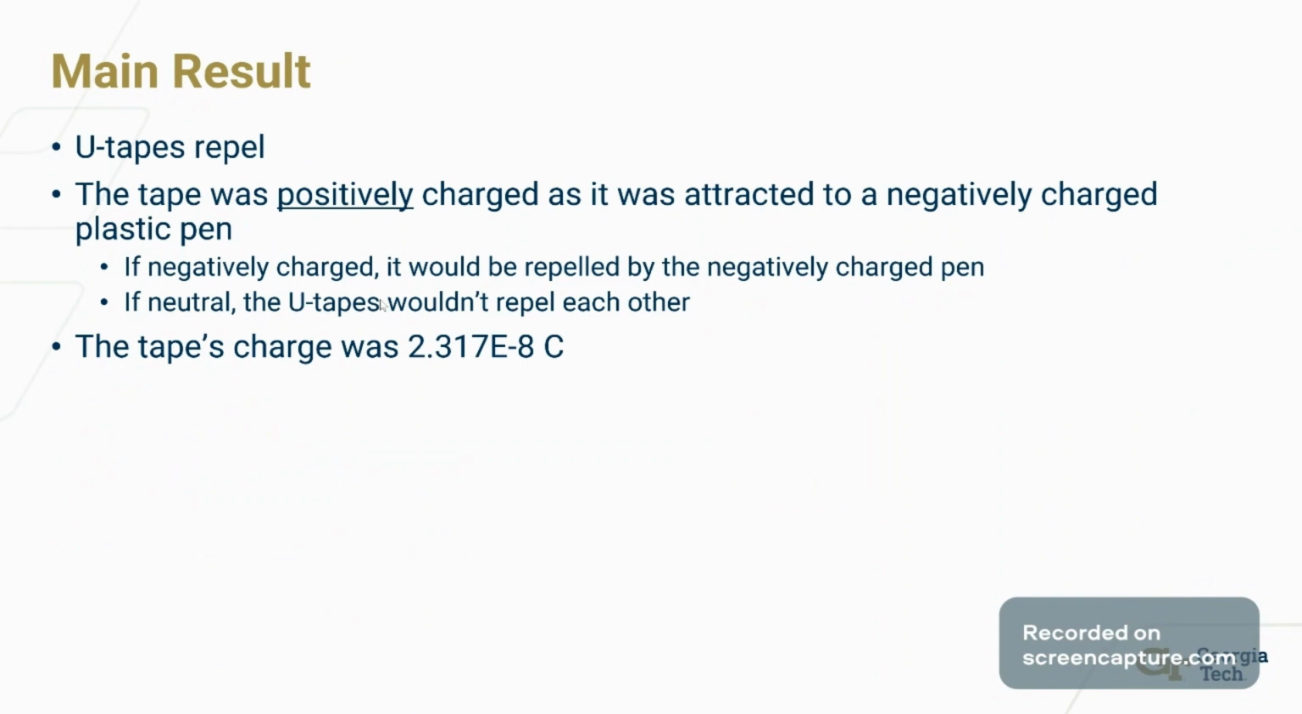The main result, which came from Lab 1, was that the U-tapes repel. The tape was positively charged as it was attracted to a negatively charged pen. If it was negatively charged, it would be repelled by the negatively charged pen. If it was neutral, the U-tapes wouldn't even repel each other. But since the U-tapes repelled each other, and the tapes were attracted to the negatively charged pen, we can conclude that the tapes are positive. And the tape's charge was 2.317 times 10 to the negative 8th, which I found in this lab, treating it as a line charge.